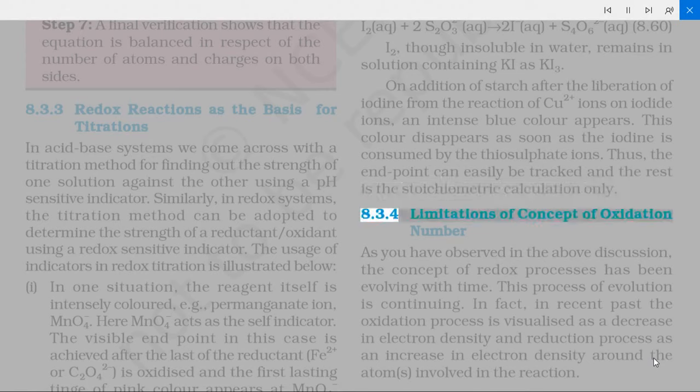Limitations of concept of oxidation number. As you have observed in the above discussion, the concept of redox processes has been evolving with time. This process of evolution is continuing. In fact, in the recent past the oxidation process is visualized as a decrease in electron density and the reduction process as an increase in electron density around the atoms involved in the reaction.